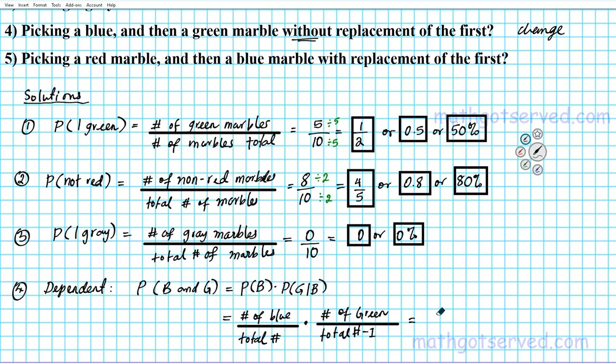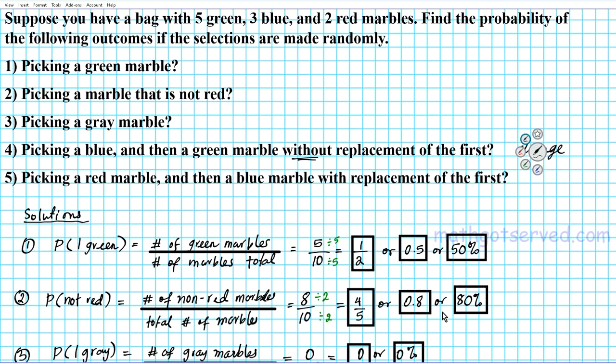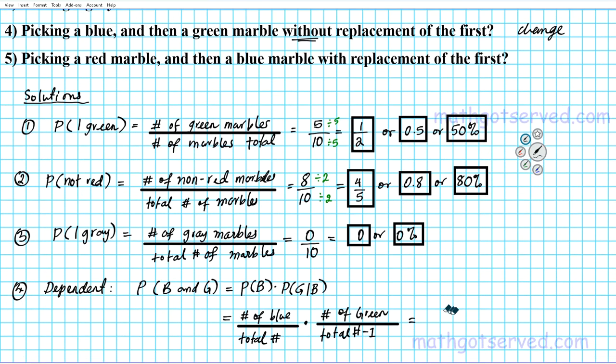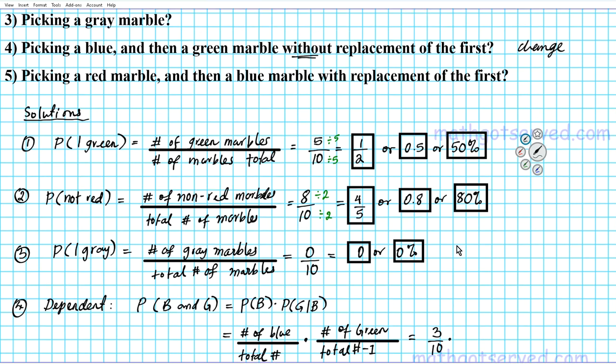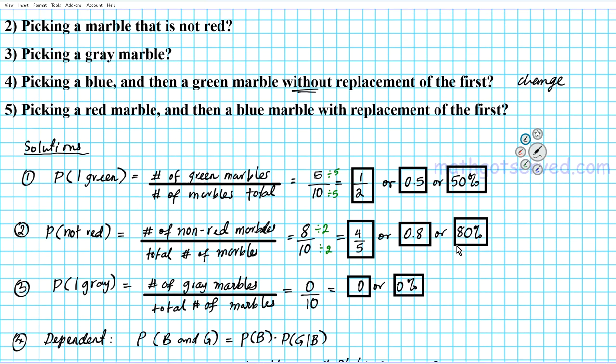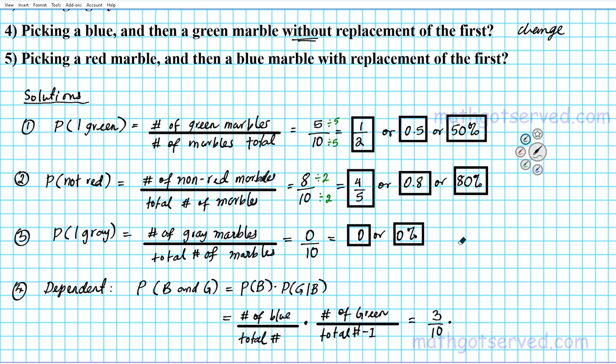Number of blue marbles. How many blue marbles are there? 3 blue marbles. So 3 over 10 is the first one, the probability of getting a blue, and then times the probability of picking a green given a blue. So green, there are 5 green marbles. 5. And then we're going to divide by what? Divide by 9, because there's one that has been taken out without replacement.